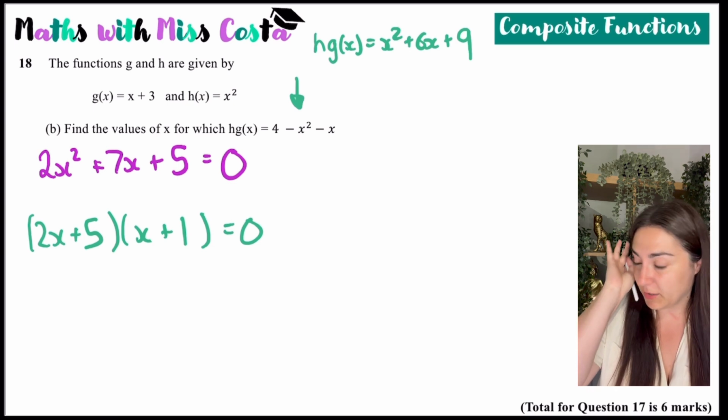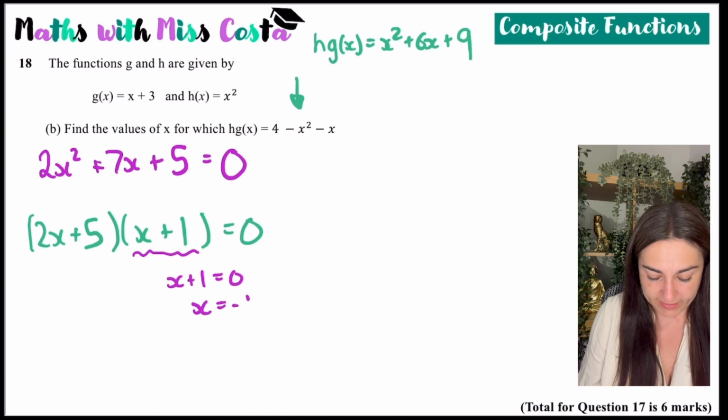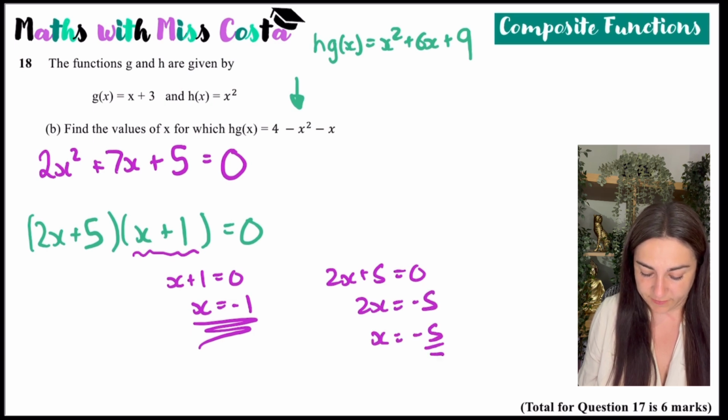So I factorised my quadratic and then I make it equal to 0. So each bracket I make equal to 0. So x plus 1 equals 0. Therefore, x must be negative 1. And 2x plus 5 equals 0. Therefore, 2x is negative 5. Therefore, x is negative 5 over 2.